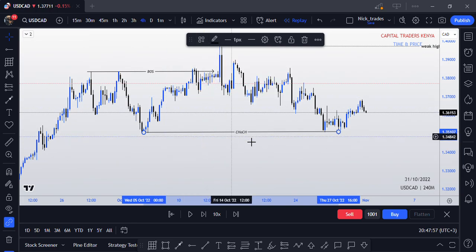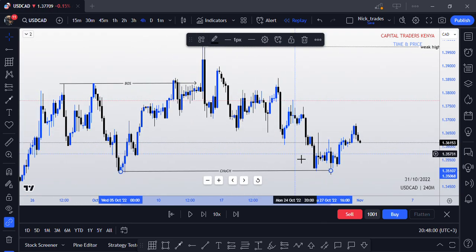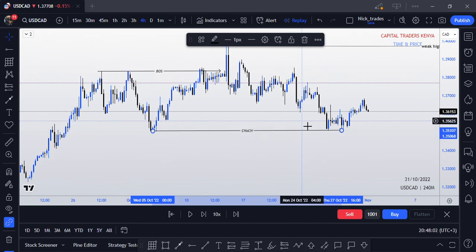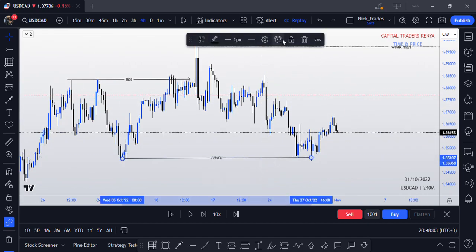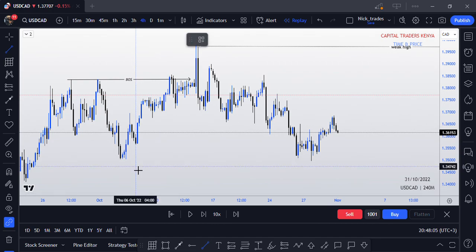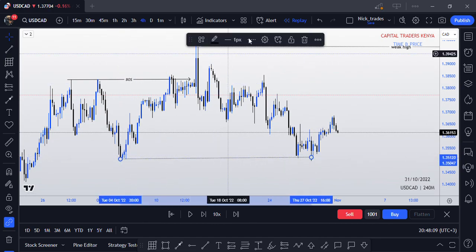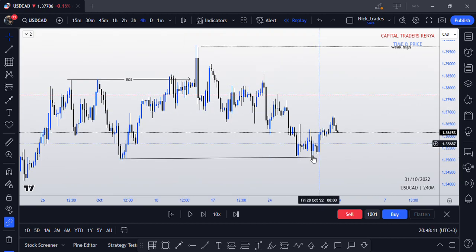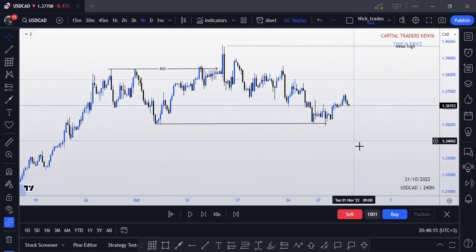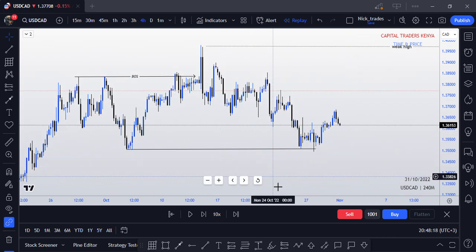We would at least want to see prices taking out this zone before we name this as a change of character. So for now, this is invalid, and we can just label this with a single line, which would be a signal that maybe prices will be selling to the downside. Now, if you're looking for a sell setup, where would you be looking to engage from?